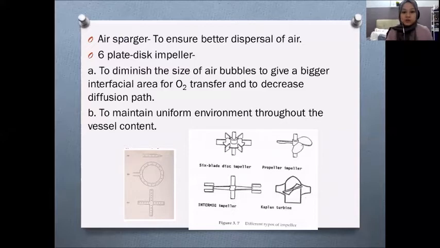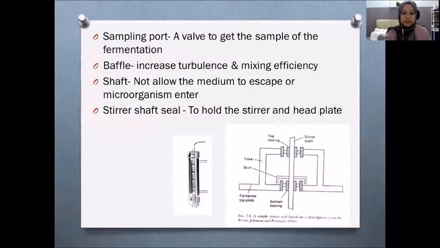So the 4 most common impeller types are multi-blade disc, propeller screw of various types, intermig impeller, and turbines for loop reactors. The number of impellers depends on the height of the liquid of the fermenter. The sampling port is a valve to get the sample from the fermentation. Baffle is to increase turbulence and mixing efficiency. It is also to prevent vortex formation and splashing, and is suitable for low volume, short-term fermenter.